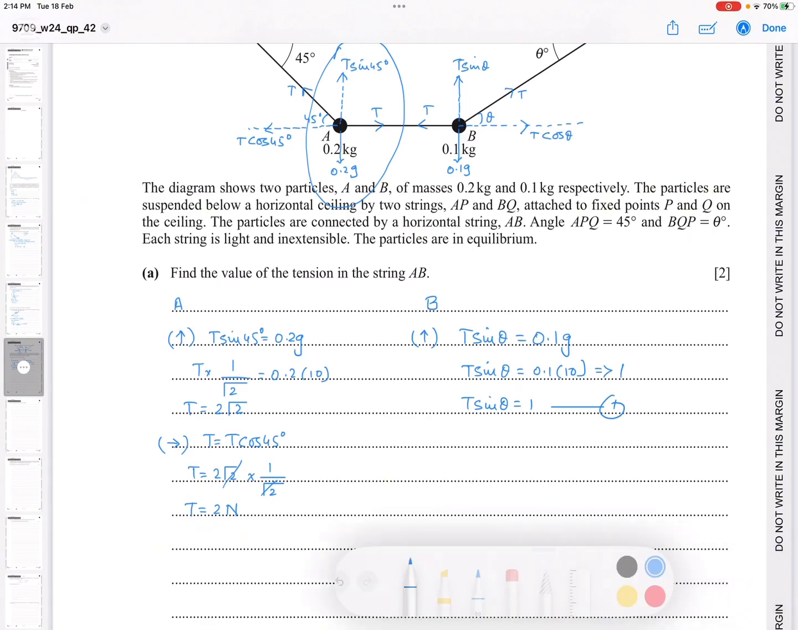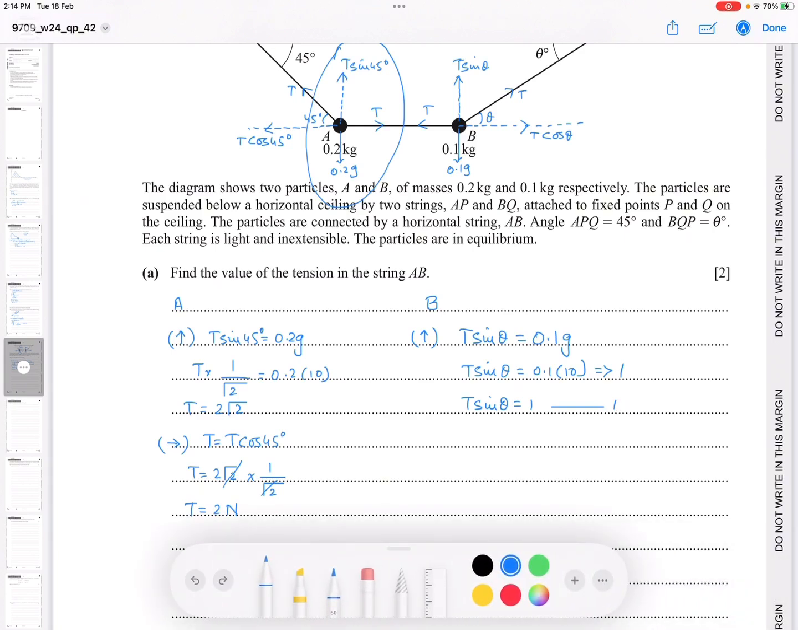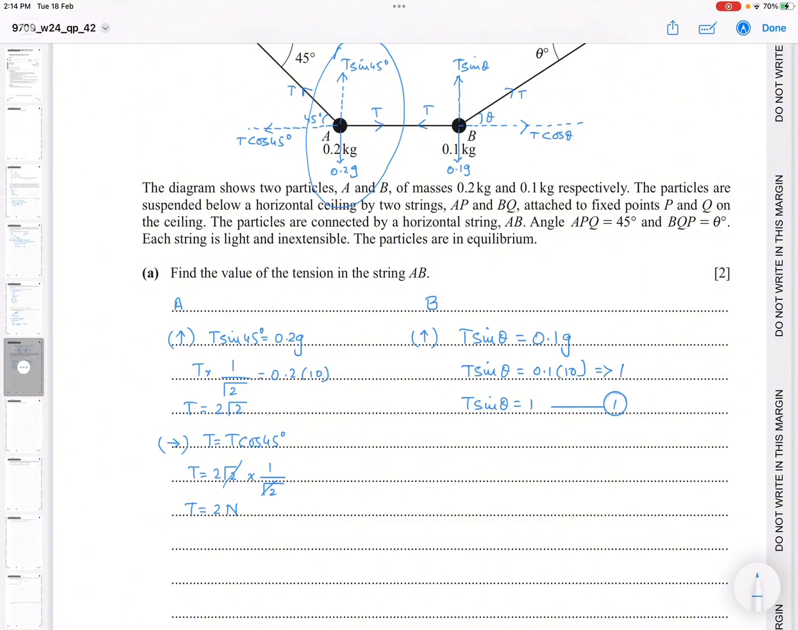Now horizontal forces at B, they are T cos theta equals T. You can see in the diagram, this is T cos theta is equal to T. So T cos theta is equal to 2, because we found out the value of T is equal to 2 Newton, so make this equation number 2.